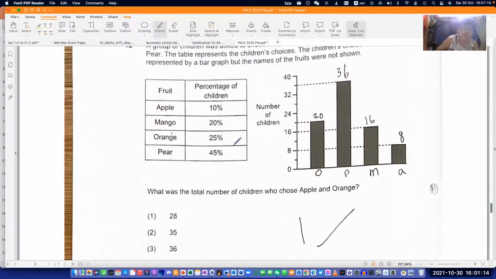Here, total number of children who chose apple and orange. So what is the keyword here? Number of children, apple and orange. Understand? Not just apple, not just orange. It's both. Does it make sense? Okay, next.